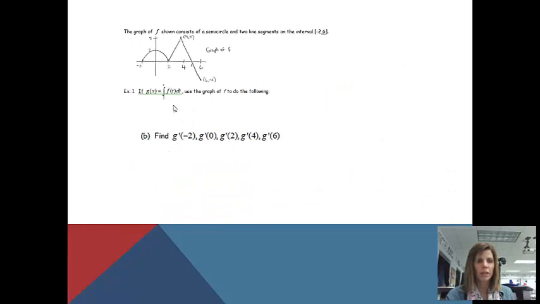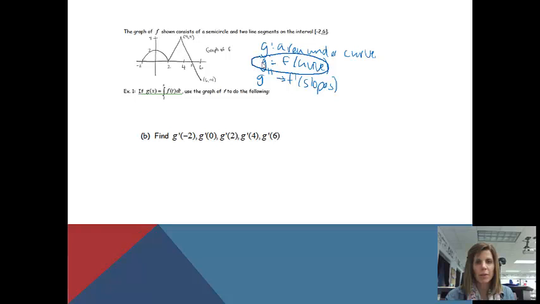Okay, second part, same picture. Again, I'm just going to write up here that g was the area under the curve, g prime was f, or just the curve, and then g double prime was f prime, or the slopes, because we're looking at the derivatives. Okay, so this one, it's asking us to find g prime of everything. So I'm going to go up here. G prime is just the curve.